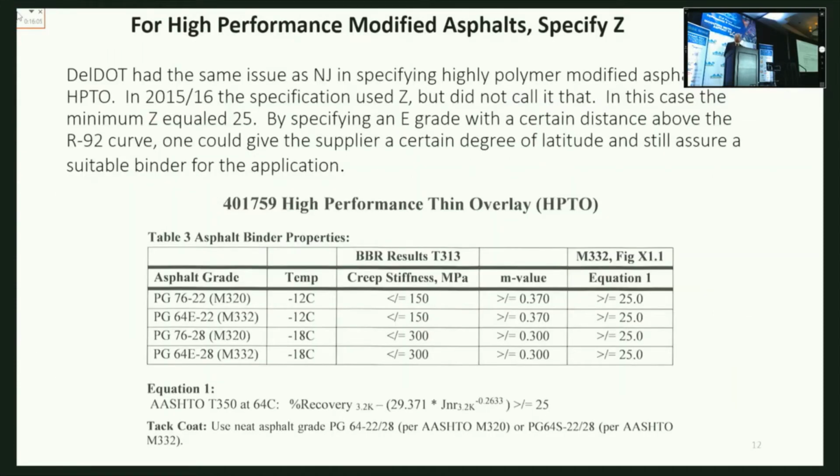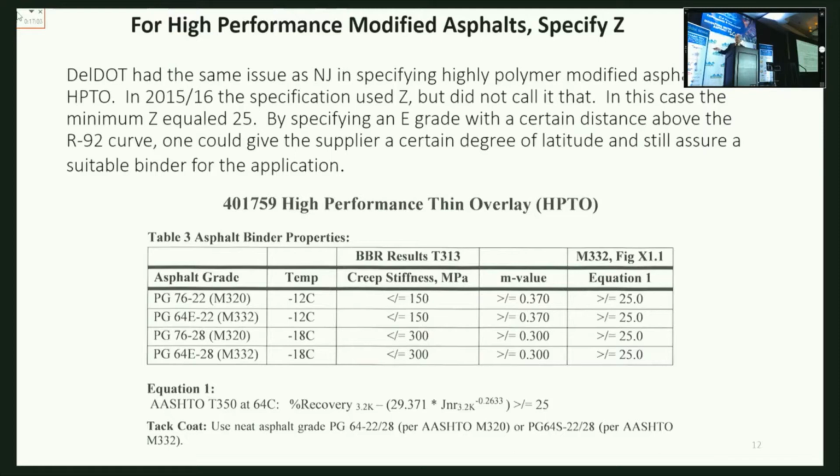We had the same problem and approached it from a different direction. We too, in Delaware, specify high-performance thin overlay. This is taken right out of our specifications. This is what we give to the supplier and the contractor. It's a nominal 76 minus 28, but we've written it 4 different ways, as both an M 320 and an M 332, which would be the MSCR test. It was written as a regular 76-28, that's fine. We also do a 76-22, but we specify the BBR values. And if you crunch the numbers, it's really a 76 minus 27, because we really don't need a 28, and it does give the suppliers a little bit of wiggle room.